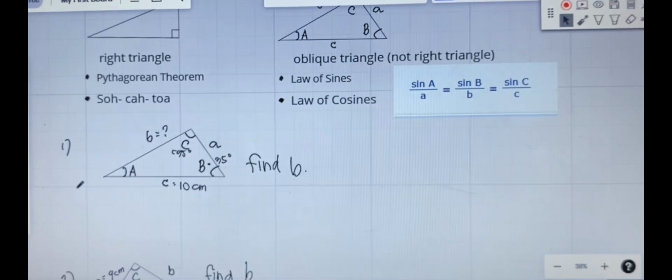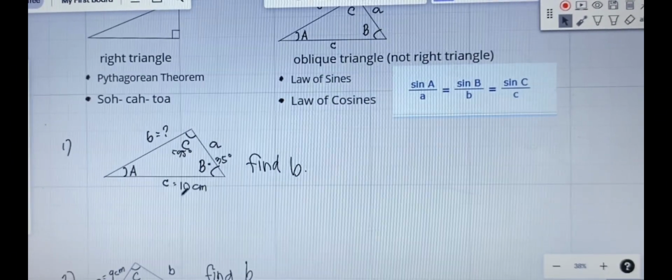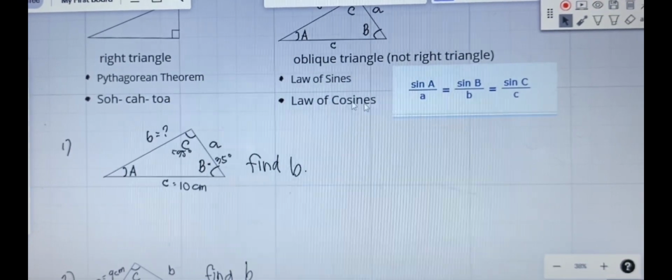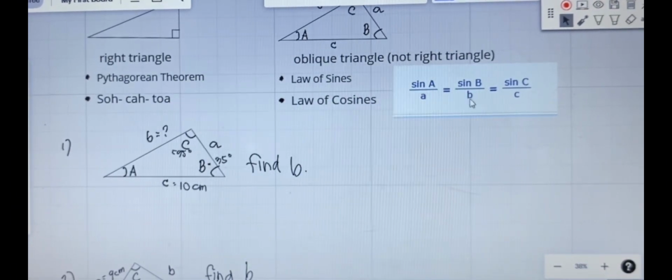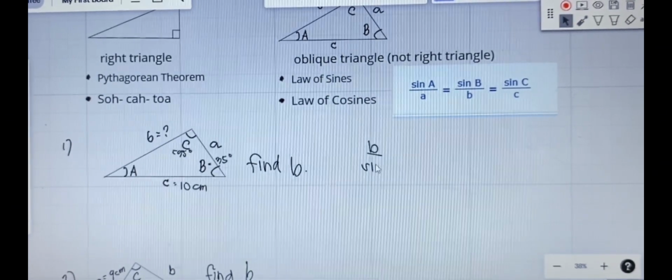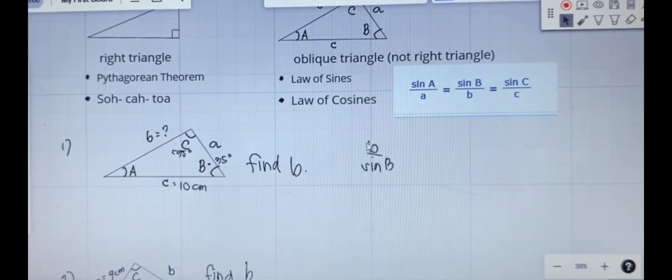Now let's solve number 1. We're going to look for b. We have the angle B, the angle C, and the small c. So we can solve it like this. We can change their positions. So b over sine B is equal to c over sine C. Because we're looking for b, it's easier this way.